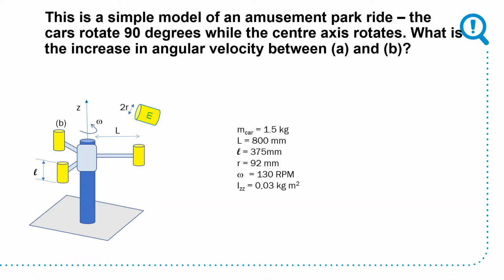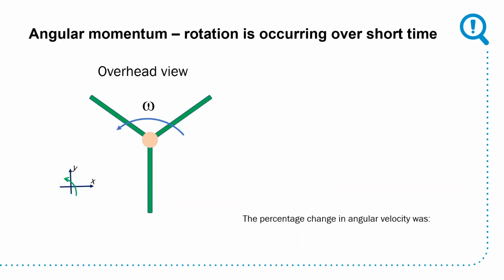So mass of the car, length of the rod is 800 millimeters. L is the L of the car is 375 millimeters. It's a model. R is equal to 92 millimeters. And omega is 130 RPM. So it's not rads per second in this particular problem. That's just something you do when you're bored and you want to make unit conversion part of the problem. IZZ is 0.03 kilogram meter squared.